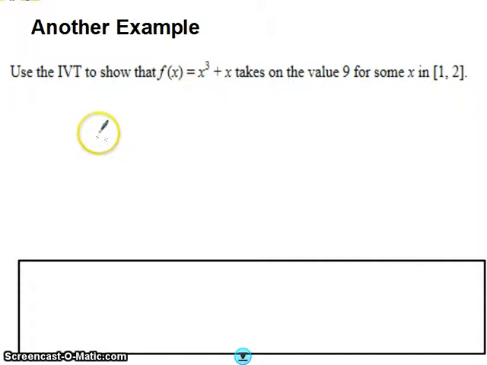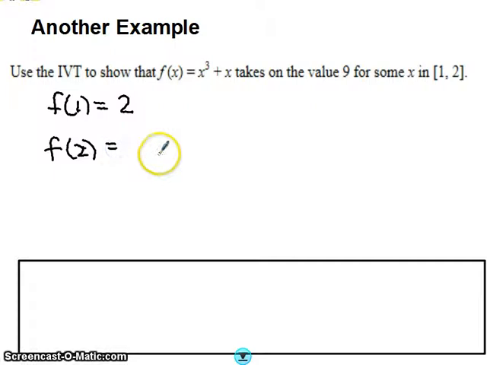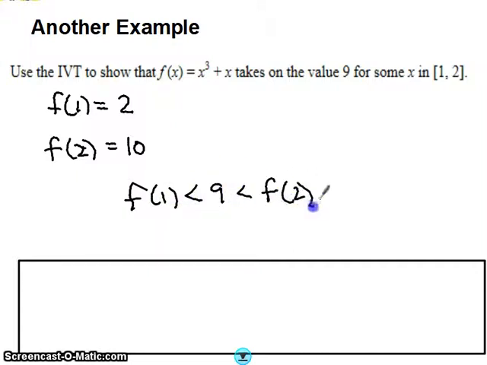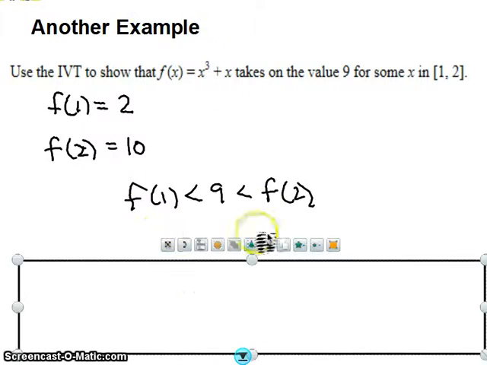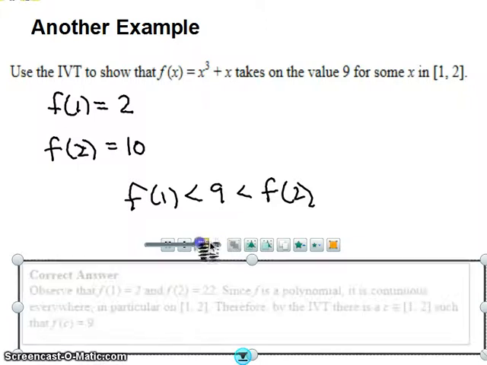I hope you had an opportunity to take a look at this and recognize that x cubed plus x is a continuous function, and we want to see that it takes on a value of 9 in the interval. So again, I hope that you evaluated the function at each of its endpoints, found that f of 1 is equal to 2, and when you substitute 2 into that function, you're going to get, what is that, 10. So we can see that f of 1 is less than 9, which is less than f of 2. So we can tell that because it's a continuous function, and this inequality is true, that it's going to take on some value of 9 in that interval.